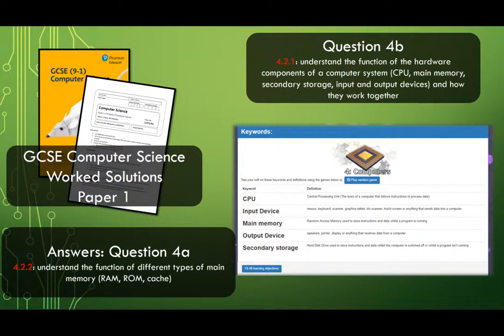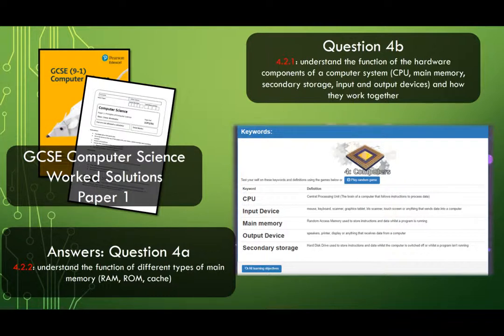Thanks for watching this 11th video in a series of worked solutions for Edexcel GCSE Computer Science. So in this video we're going to go through how to get to the answers for question 4a, which is about RAM and cache, and then we're going to introduce the keywords and the concepts for question 4b.